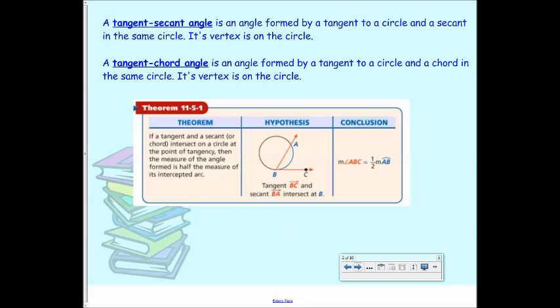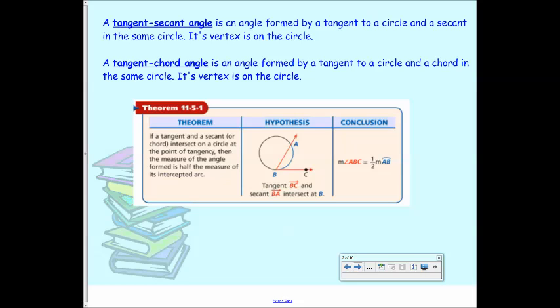So the first one is a tangent secant angle or a tangent chord angle. Essentially, it's an angle that's made when either a tangent and a secant touch each other or a tangent and a chord touch each other. What is a tangent? Which one of these is the tangent? BC. Why? It's outside the circle. It only touches it where? At B, right? And BA in this case, is it a secant or a chord? Why is it a secant? Because it's inside the circle and it touches it two times. And then it keeps going. What if it stopped? Then it would be a chord.